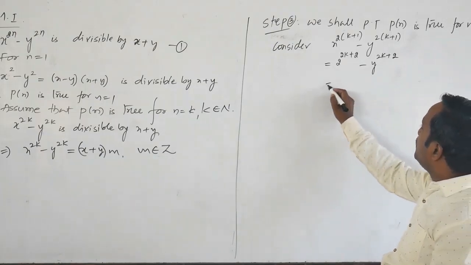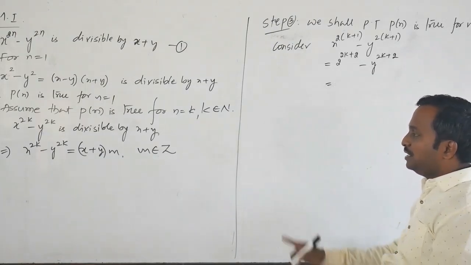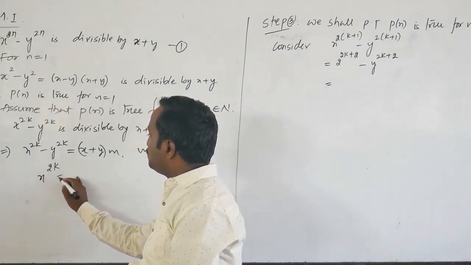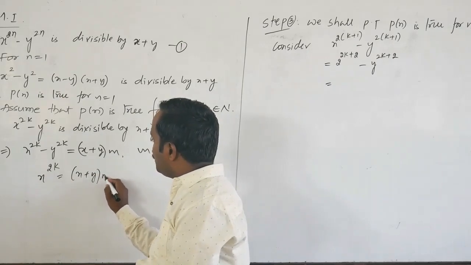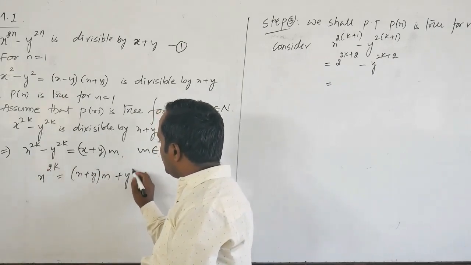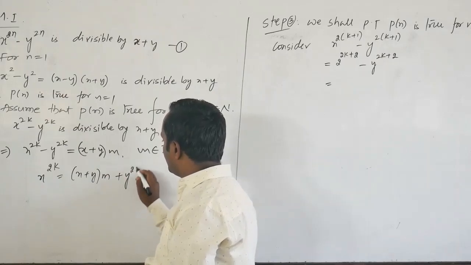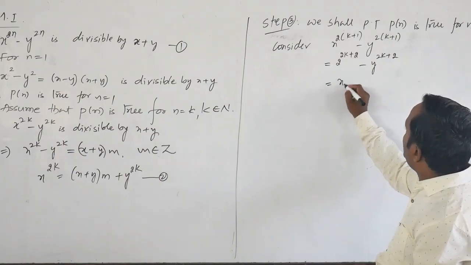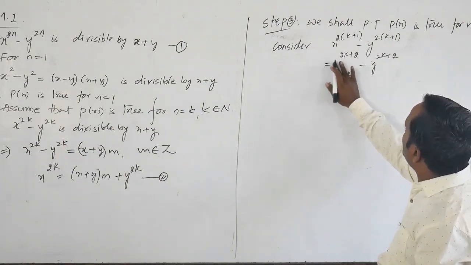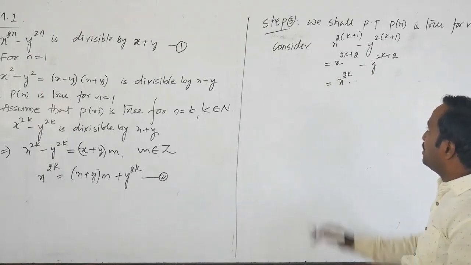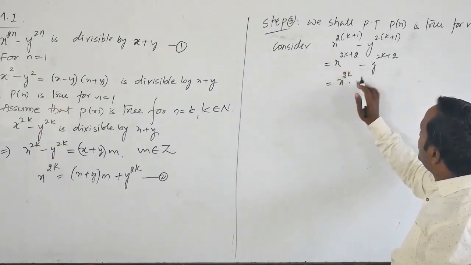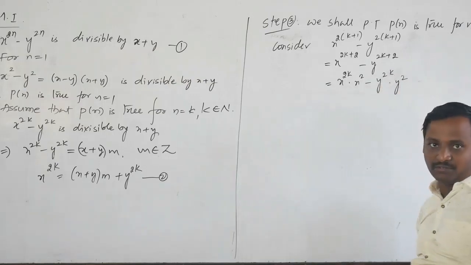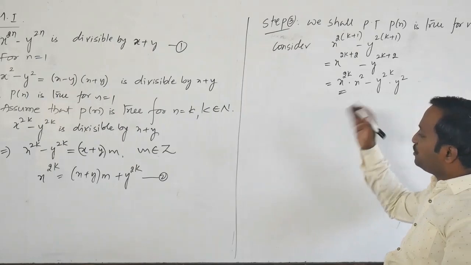So here, what can we do? We can eliminate one of x raised to 2k minus y raised to 2k. So better, we take x raised to 2k from equation 2, which is x plus y into m plus y raised to 2k. Then we eliminate it. So we can write this as x raised to 2k into x square minus y raised to 2k into y square, by the law of indices.